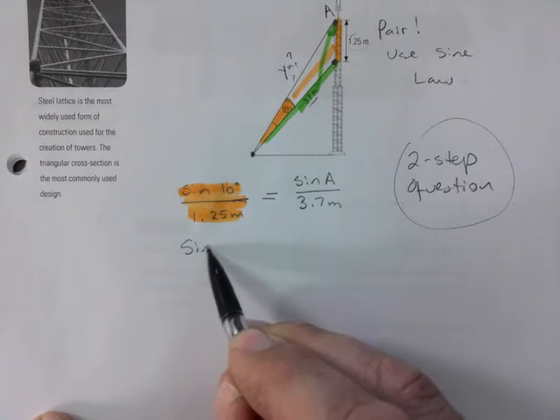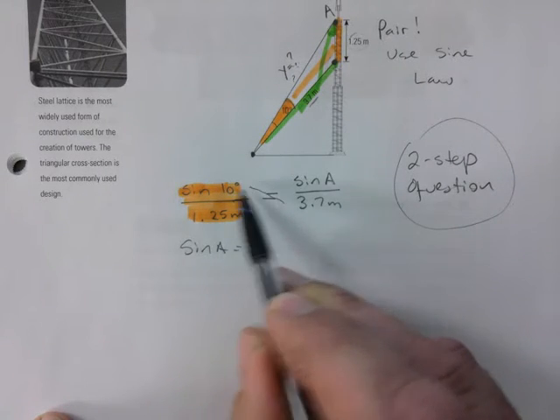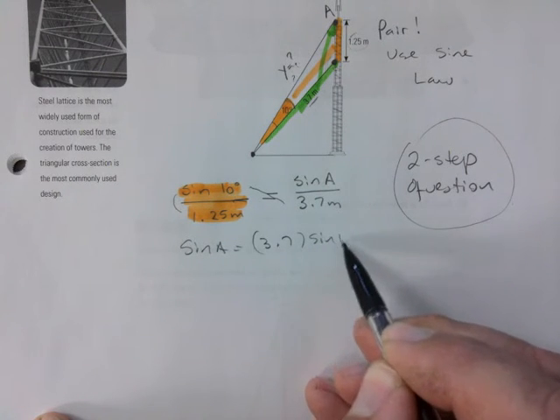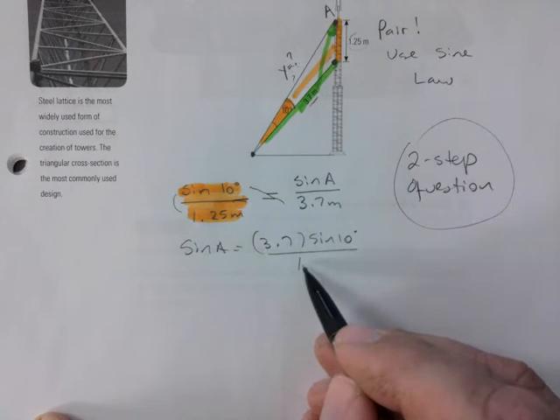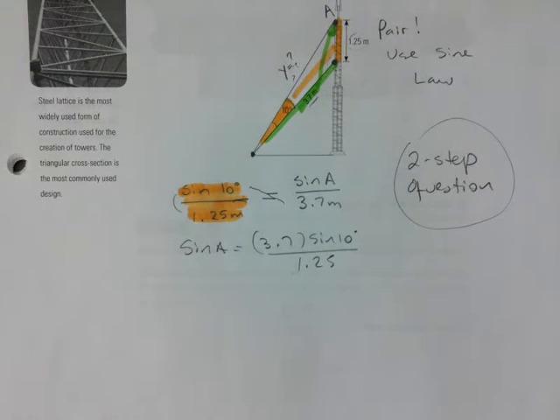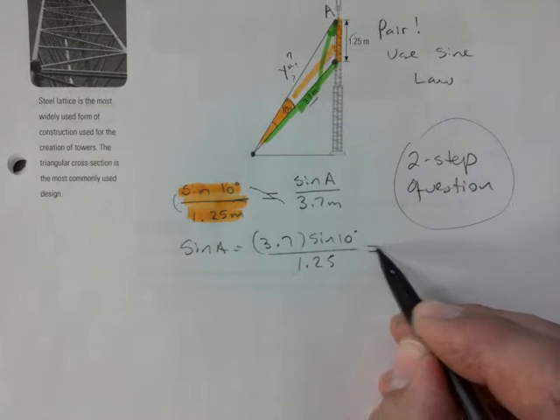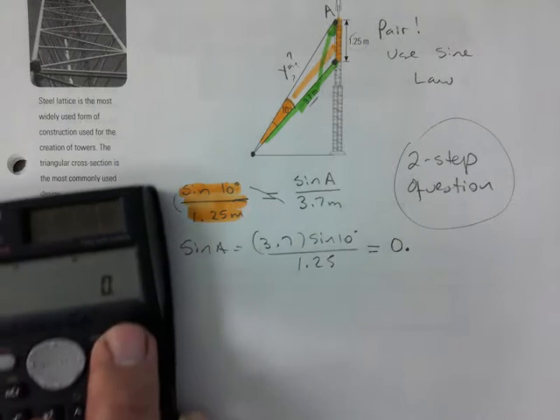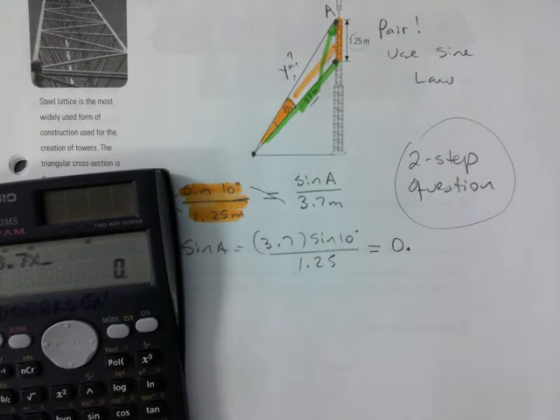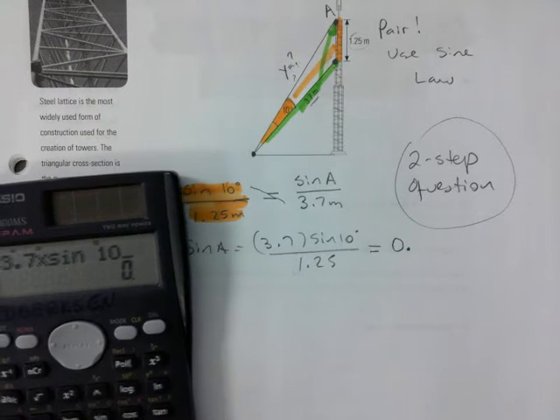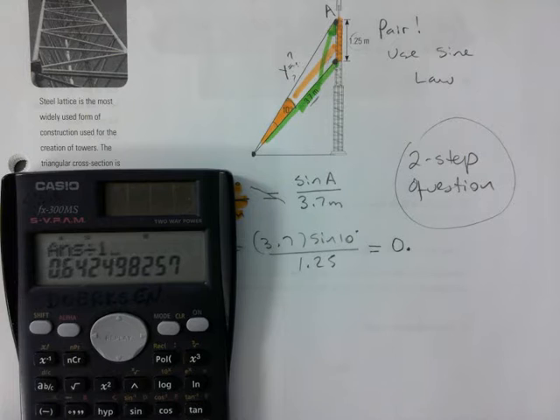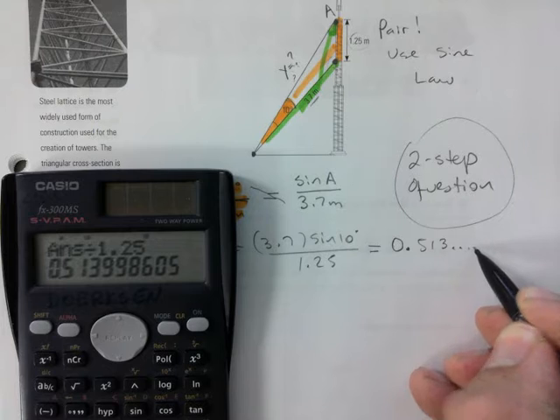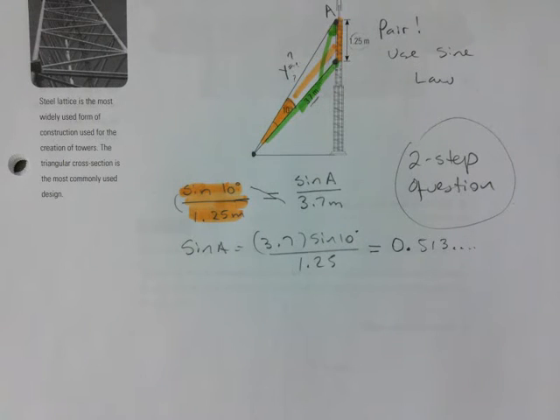So let's go ahead and find sine A: cross multiply and divide. 3.7 sine of 10 over 1.25. And I like to just put the number right beside it, and it better start with a 0 or else you made a mistake. Or we made a mistake, right? Because I do make mistakes, right? Yeah, you're well aware of that. 0.513, right? So that would be your second line.